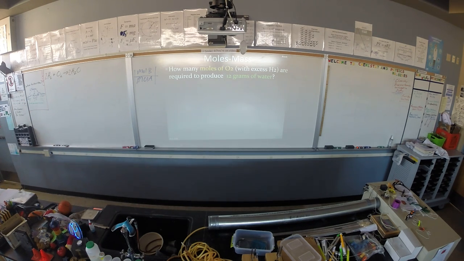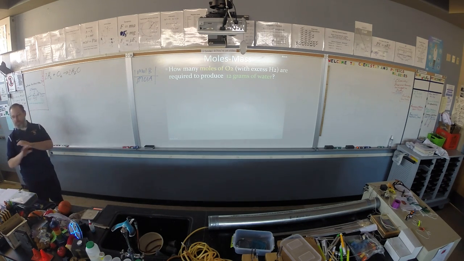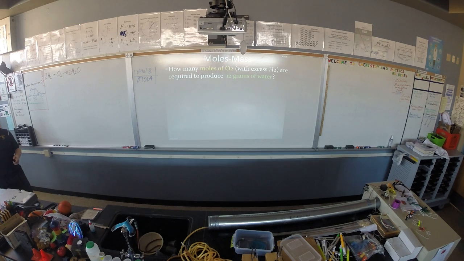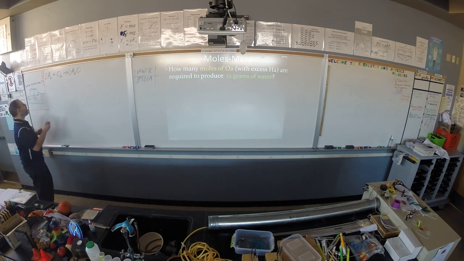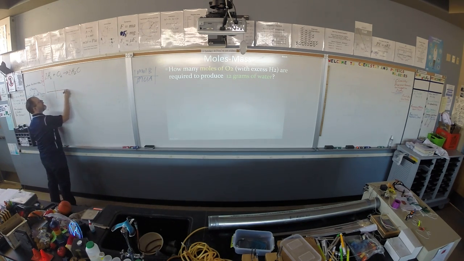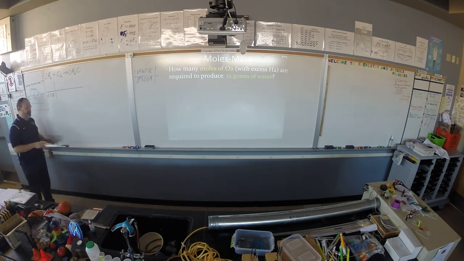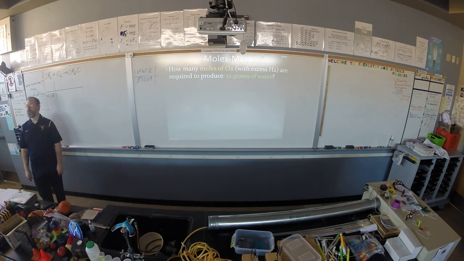Okay, so the exercise says this. How many moles of O2 with plenty of hydrogen are required to produce 12 grams of water? Now, this wants moles of oxygen. We're given grams of water. Can we do this in one step? No, we cannot. So, let's make our T. Make our T. And what goes right here? Nothing. How many boxes are in every conversion? 2 boxes. Every conversion requires a top box and a bottom box.